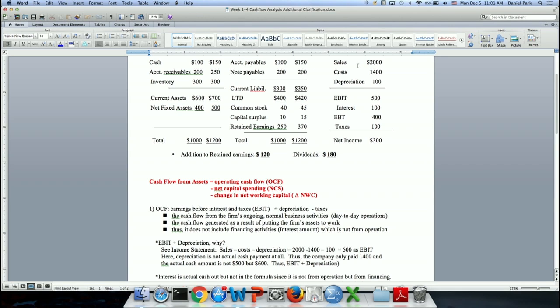So why do we add the depreciation? Look at the income statement. The sales 2,000 million minus cost 1,400. Then the company has 600 million. Then we subtract the depreciation 100 million. Then we have EBIT as 500 million.